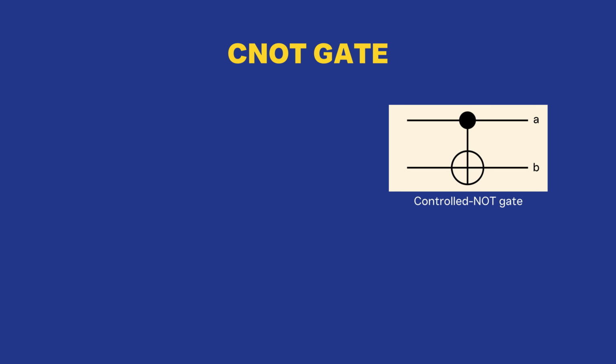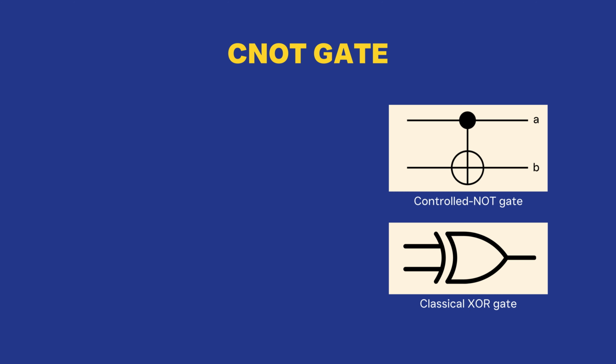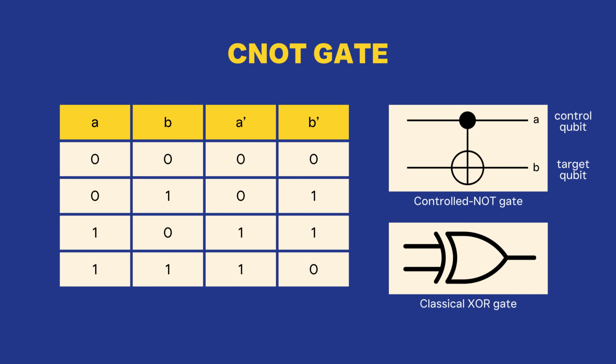The CNOT gate, short for controlled NOT gate, serves a crucial role in quantum computing, analogous to the classical XOR gate. This quantum gate operates on two qubits, a control and a target qubit. The control qubit remains unchanged, while the target qubit becomes the result of an XOR operation between the original states of the two qubits. From the truth table, we can see that if the control qubit is in state 0, the target qubit remains unchanged. But if the control qubit is in state 1, the target qubit changes state.